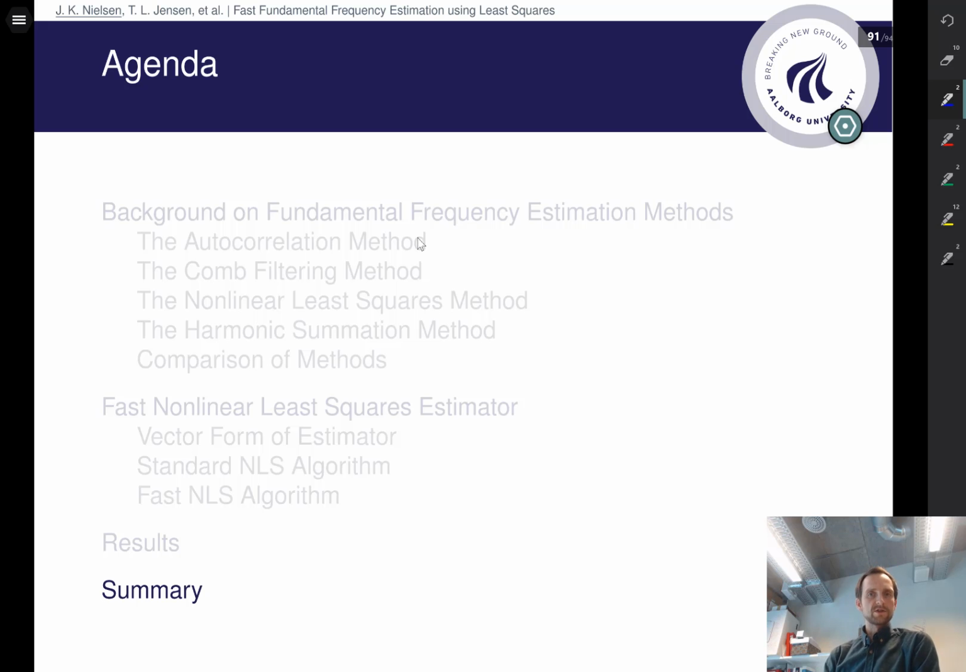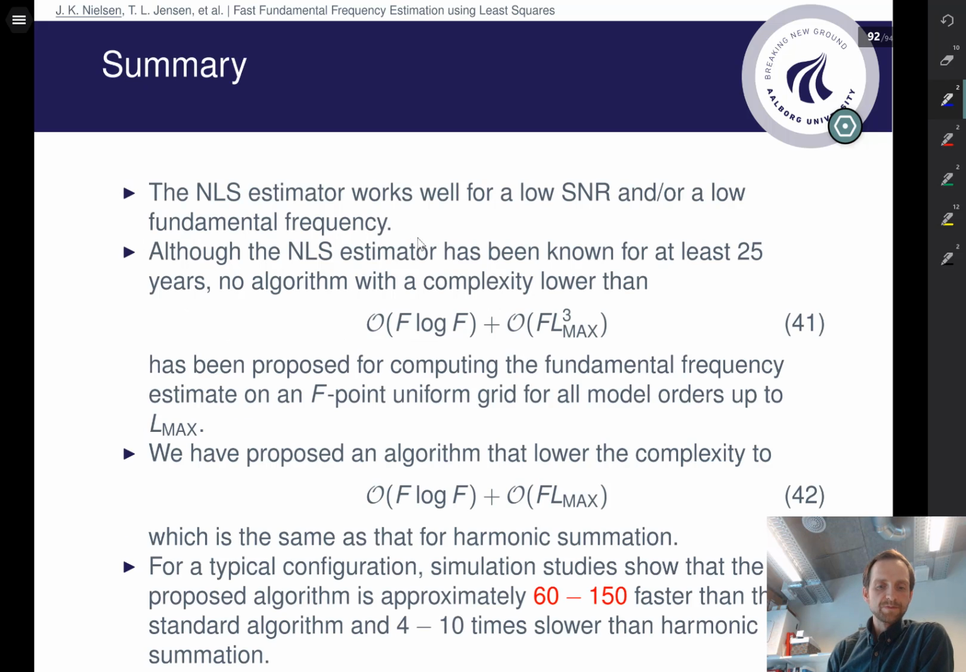Okay, so that brings us to a summary. We have shown now that the NLS estimator works well for low SNR and/or when the fundamental frequency is low. And whenever I say low fundamental frequency, what you should really understand here is that we can get a good time frequency resolution.